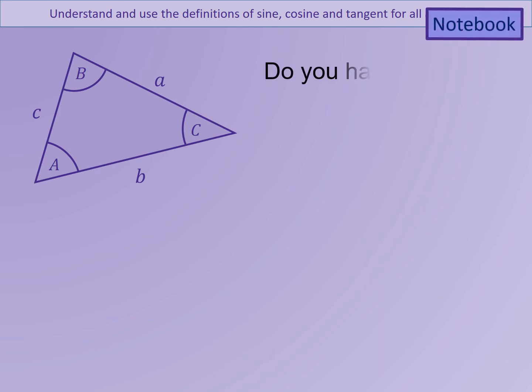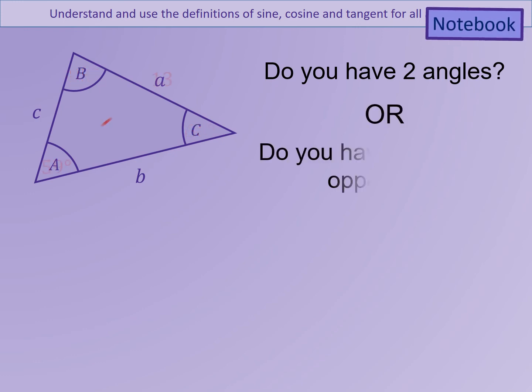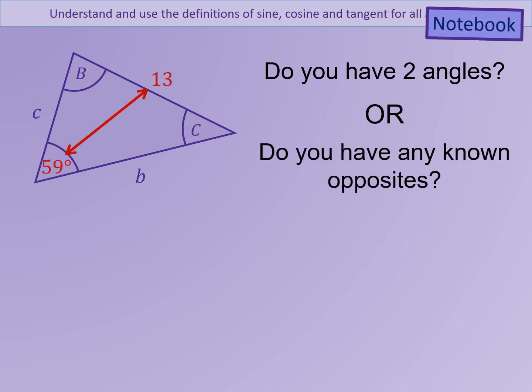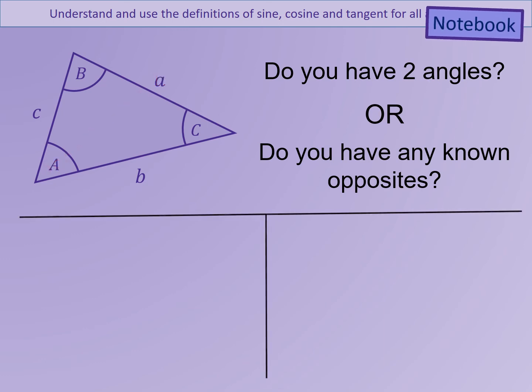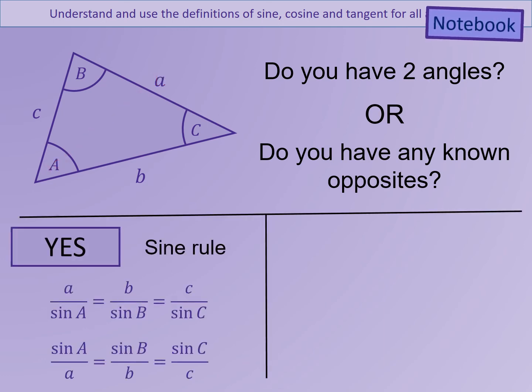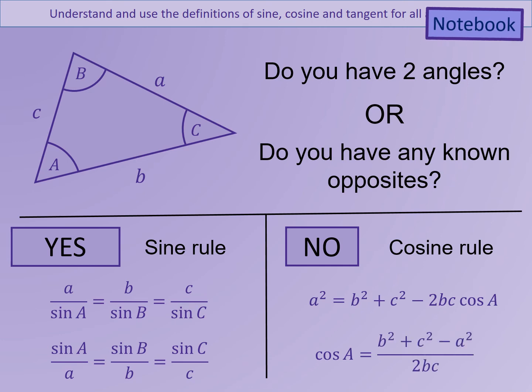So the first question you ask yourself is, do you have two angles, or do you have any known opposites? And we talked about those opposites when we were dealing with the first question for sine rule earlier on. And if the answer to that is yes, then you would use sine rule. And there are, as we've said, two versions depending on whether you're looking for the length of a side or the size of an angle. And if the answer to those questions is no, then you would use cosine rule. And we've looked at the original version of the cosine rule and also the rearranged version, which some of you might use to find an angle.